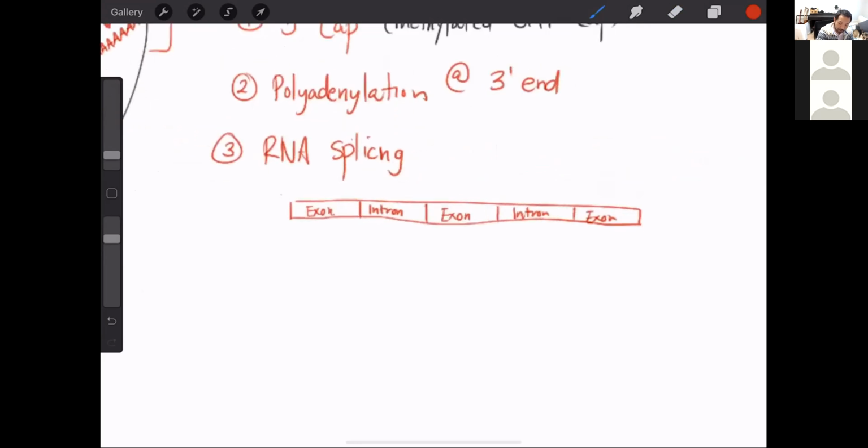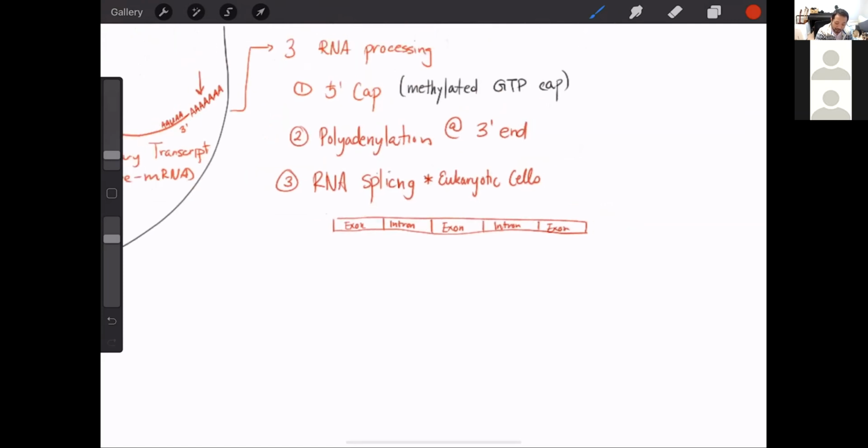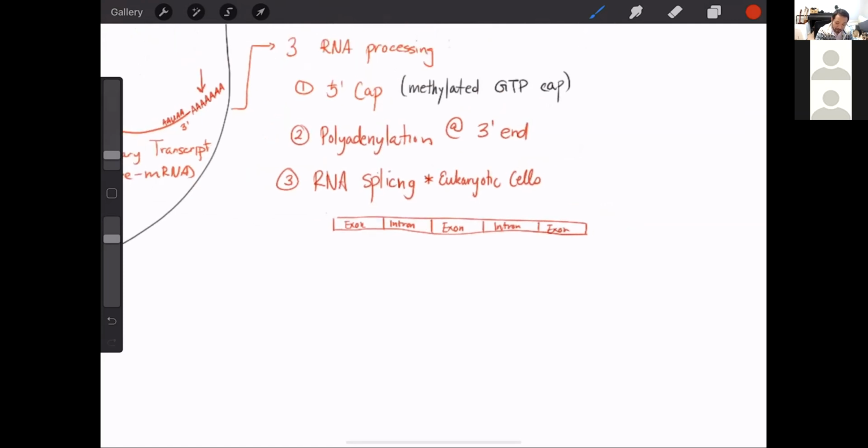Now, the thing about RNA splicing is that this only happens in eukaryotic cells. It does not happen in prokaryotic cells. And what that means is that having these introns here is actually going to be genetically advantageous. And we sort of explained why this might be the case, with these exons and introns and exons recombining together to form a single protein.